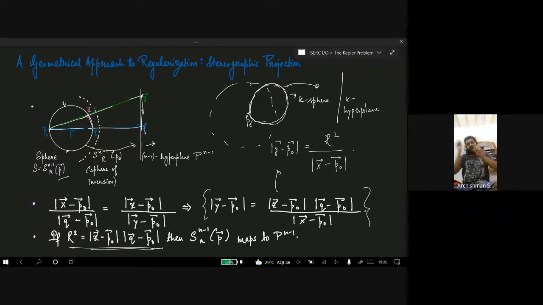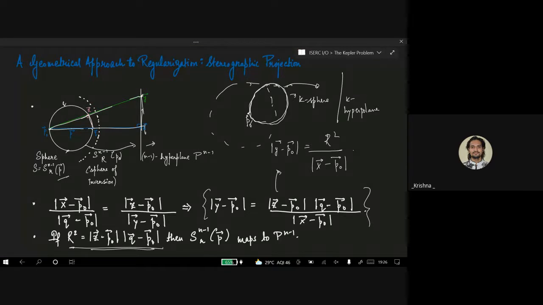Okay, and you can do this for any K sphere. So if I fix the sphere of inversion and I take any K sphere, then all points of the K sphere get mapped to a K hyperplane, provided that the K sphere passes through the point p0. And I'm going to emphasize this point, that the K sphere has to pass through the point p0, with p0 being the center of the sphere of inversion. Is that clear? Okay.